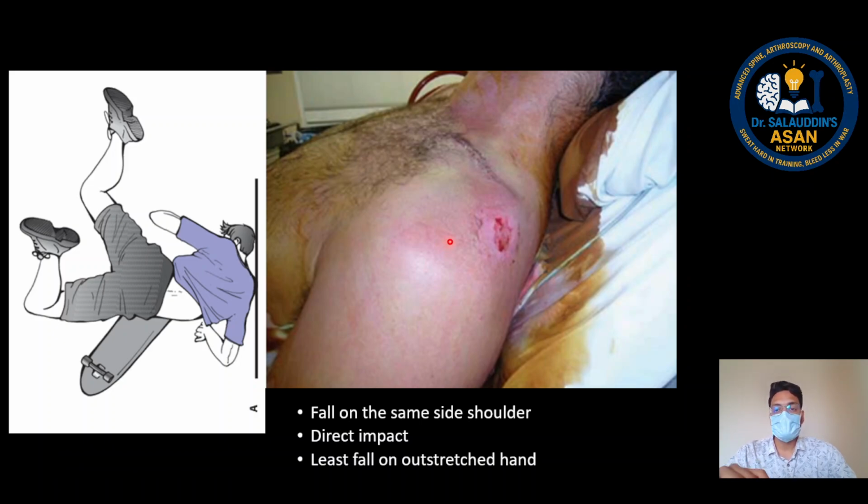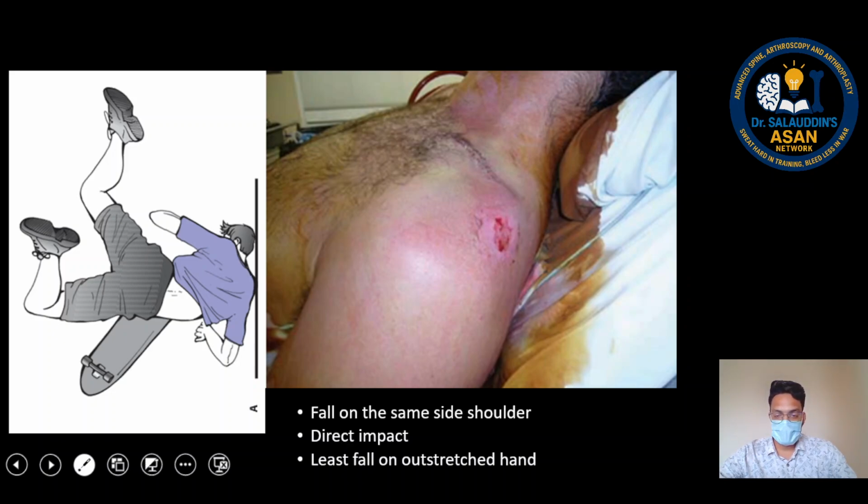We have to do the normal head to toe examination. We have to look for any cervical bone injuries, sternal end injuries, and also any injuries of the shoulder or proximal humerus.